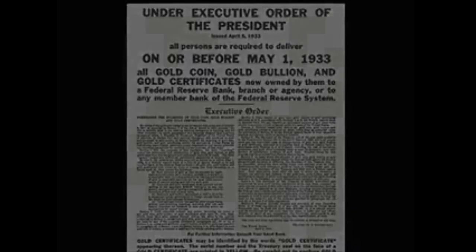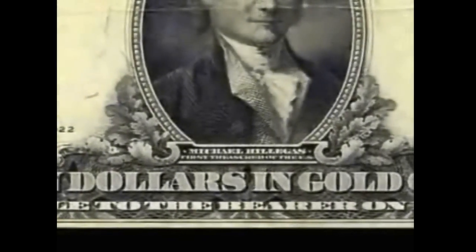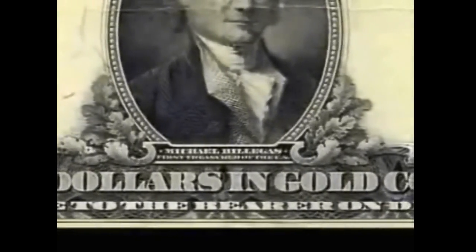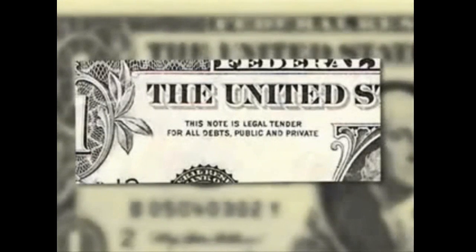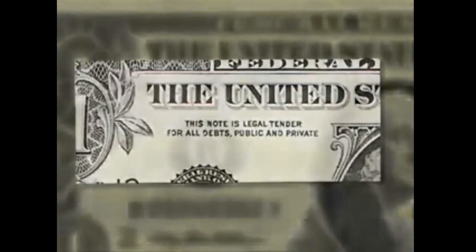Under the threat of imprisonment for 10 years, everyone in America was required to turn in all gold bullion to the Treasury, essentially robbing the public of what little wealth they had left. And at the end of 1933, the gold standard was abolished. If you look at a dollar bill from before 1933, it says it is redeemable in gold. If you look at a dollar bill today, it says it is legal tender, which means it is backed by absolutely nothing. It is worthless paper.